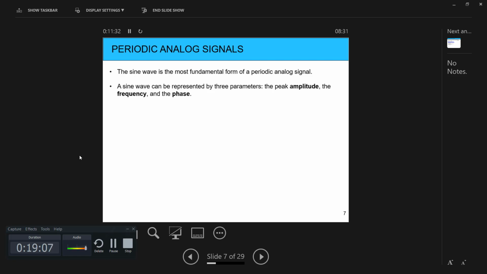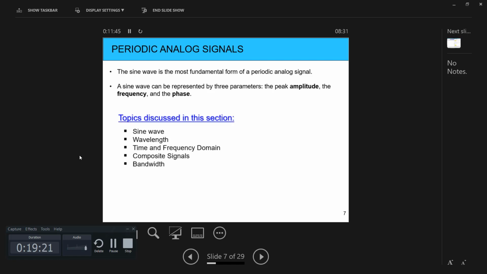Okay? So, back to the simple periodic analog signal, the sine wave. Any signal, we define it by amplitude, frequency, and phase. So now we'll study the sine wave as an example because it's very important in communication systems. It's used a lot in any communication system. For the sine wave, we will define amplitude, frequency, and phase with these different signals, and we will define the wavelengths.